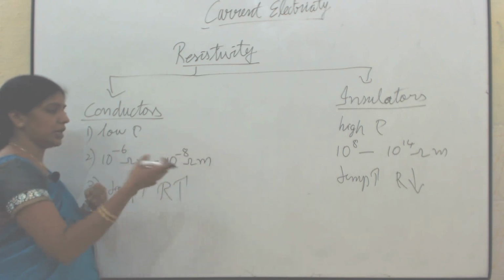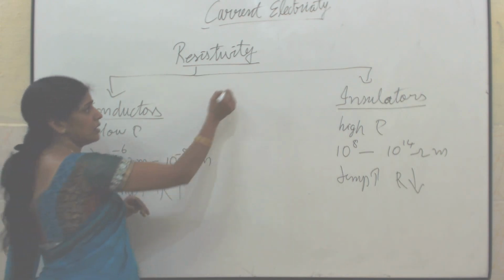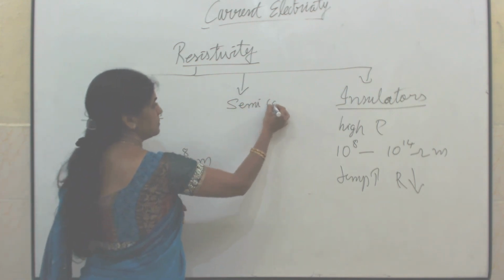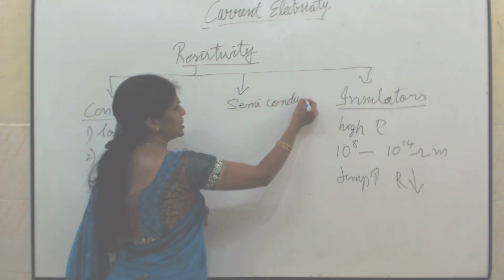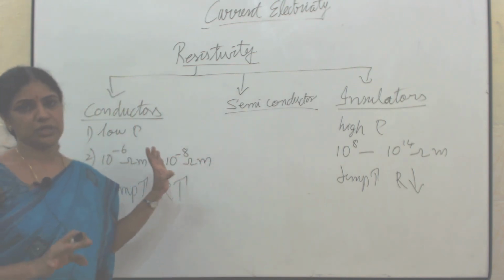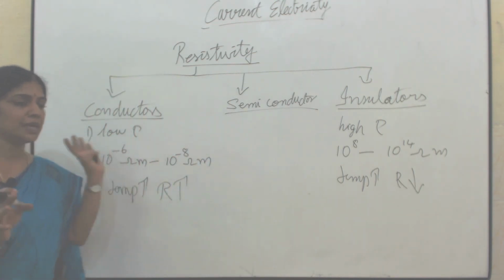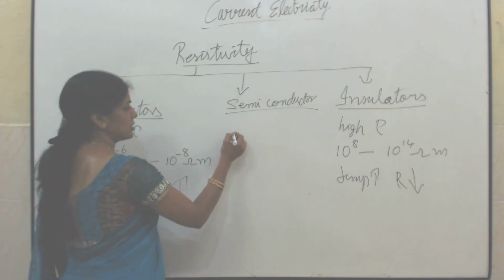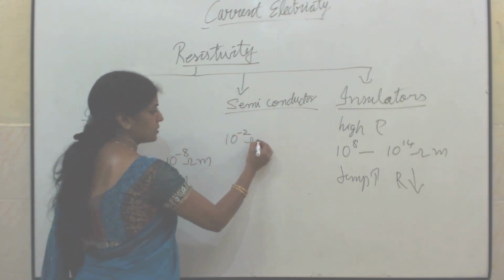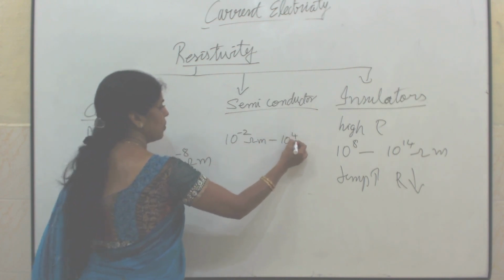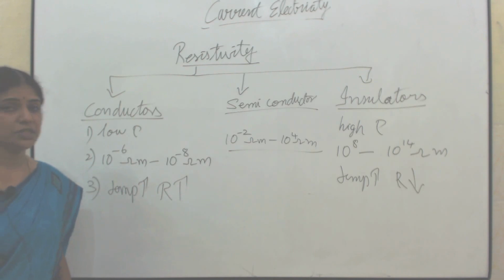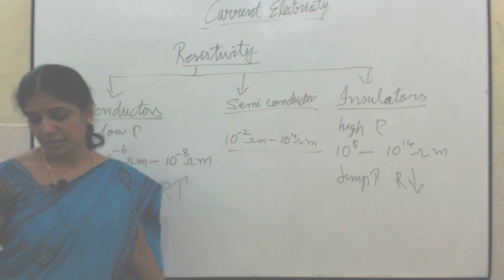Now, in between these two, we will be having another material called semiconductor. That is, it is a partial conductor. It will allow a few charges to flow through. That we call the semiconductor. In semiconductors, the resistivity value will be 10 power minus 2 ohm meter to 10 power 4 ohm meter. So, this will be the resistivity value for semiconductors.